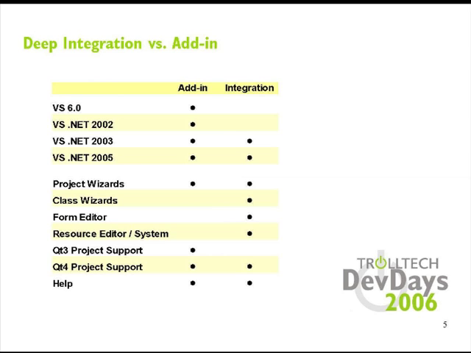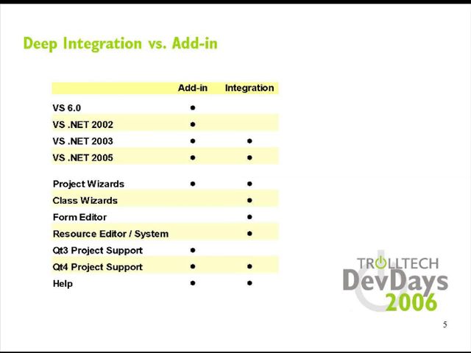Okay, so the difference, or first where you can find them. The add-ins are located in a package which is called Visual Studio Add-in Collection. That's what you find in your download area when you download Qt. The integration is also a separate package, but this is just labeled VS integration. So that's where you find it.